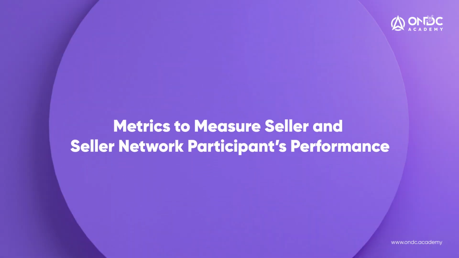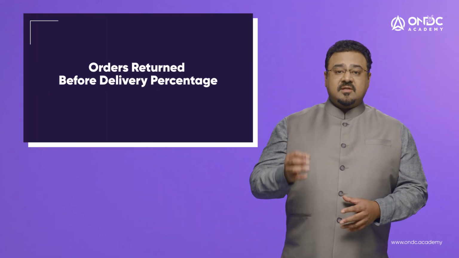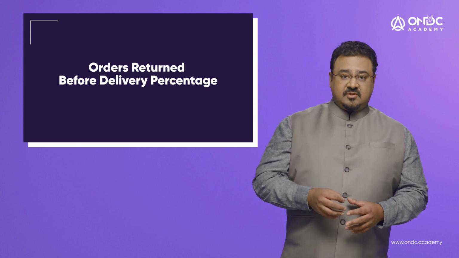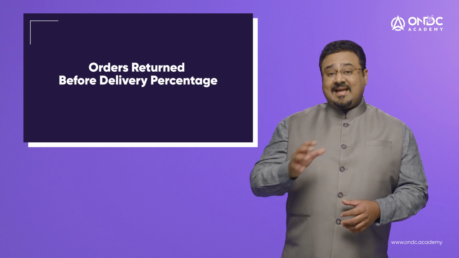It is important to measure the performance with the help of metrics. Let's explore the metrics that can be used to evaluate and track your performance, as well as that of your sellers, along with corrective measures for the same. Metric 1. Orders returned before delivery percentage. This is relevant for the seller network participant and the seller.